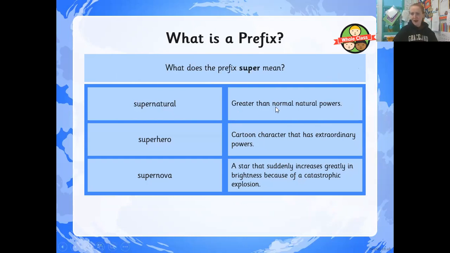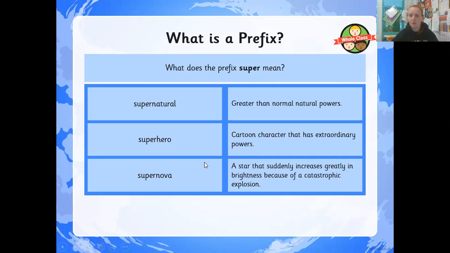So if you've got supernatural powers, like Spider-Man does have supernatural powers, I would say, because of his senses, hasn't he got really good hearing? He's got supernatural senses. So he hasn't got normal hearing, he's got supernatural hearing. So it means he's got greater than normal.